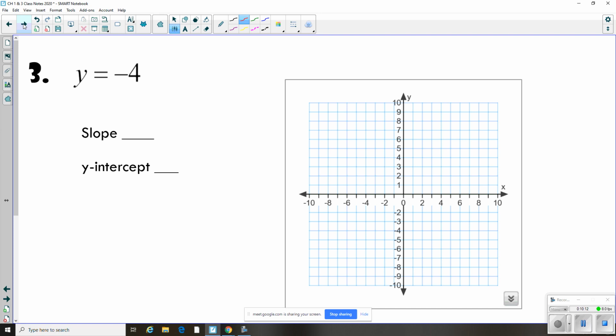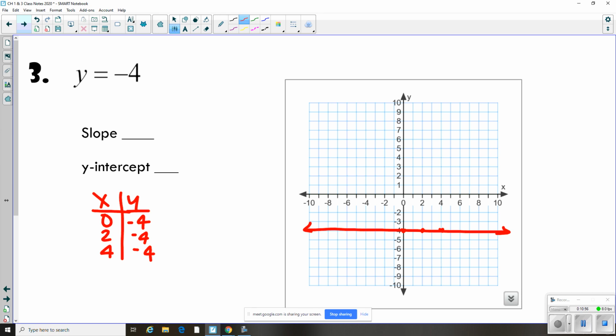Okay, now let's try 3. y equals negative 4. Should be an easy answer, right? But I'm going to go through this because I'm guessing about 50% of you are going to do this wrong. So I'm just going to make a quick XY table. Give me 3 numbers. 0, 2, 4. What are the y values for all of those? Negative 4. If I plot those, 0, negative 4, 2, negative 4, 4, negative 4. What kind of line is that? Horizontal. I'm guessing about half of you were thinking that one was vertical.